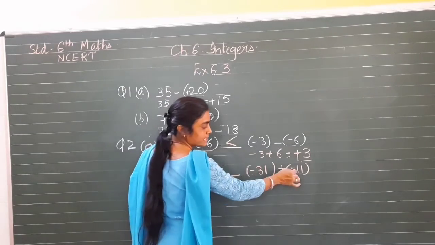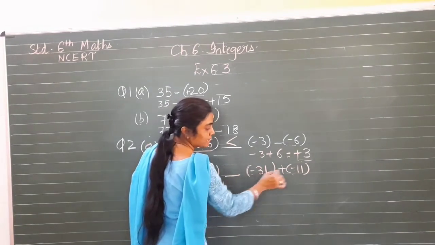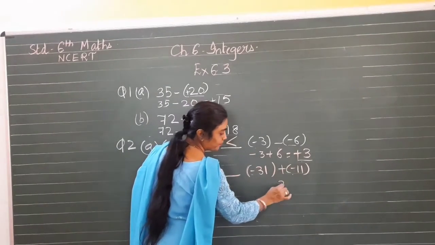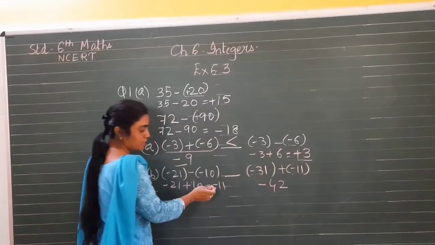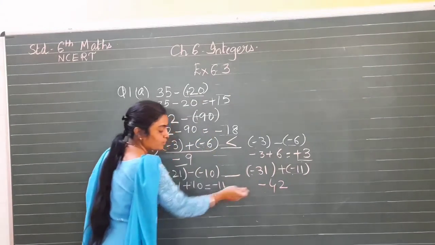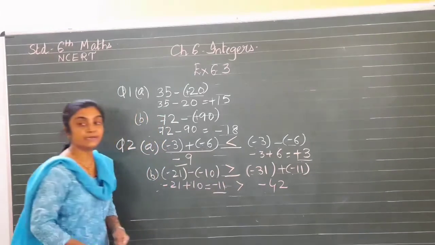Here is minus, here is minus. According to the rule, both the signs are the same, you have to add. So minus 31 minus 11 will become 42 and put a sign of minus. Now from minus 11 and minus 42, minus 11 is greater. So this will be the answer.